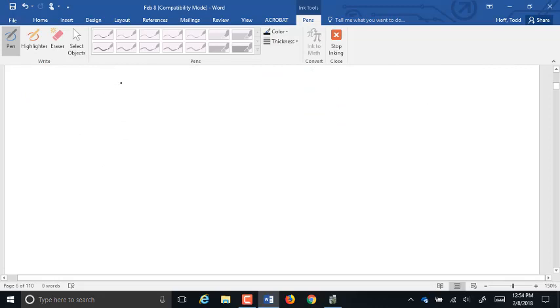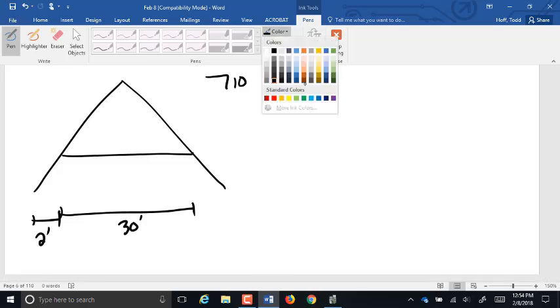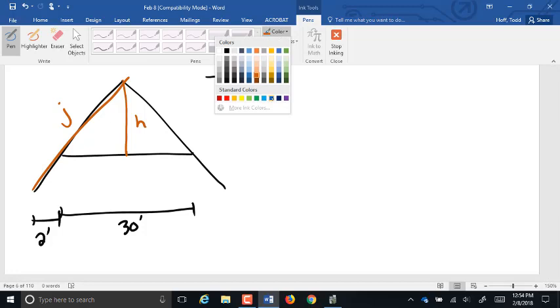You might run into something like this with overhangs on it. We've ignored overhangs so far. Let's say this is a 10-12 slope. Let's give this a 30-foot span. And I'm going to keep it simple and give you 2-foot overhangs. We want to find the height, and we want to find that top chord length. Notice that top chord length includes the overhang now. Complicates life just a touch.